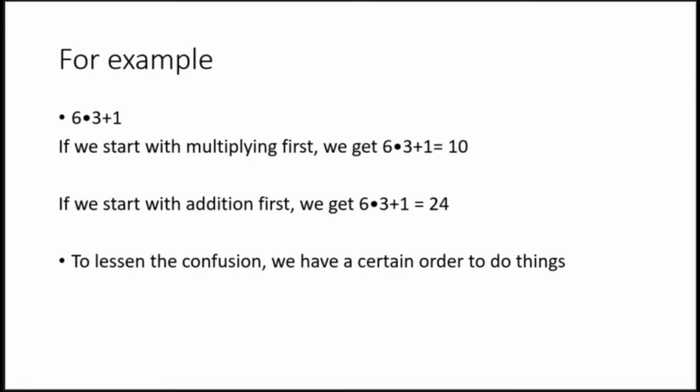For example, we have 6 times 3 plus 1. If we start by multiplying the 6 and the 3, and then we add 1, we end up with 10. If we start with adding 3 and 1, then multiplying that number by 6, we get 24. So which is the correct answer? This can be very confusing, and to lessen the confusion, we have a certain order of things.